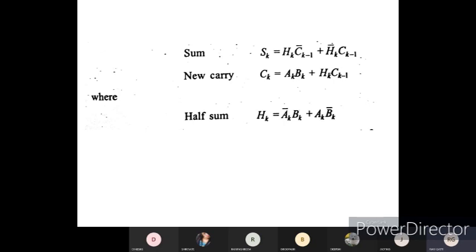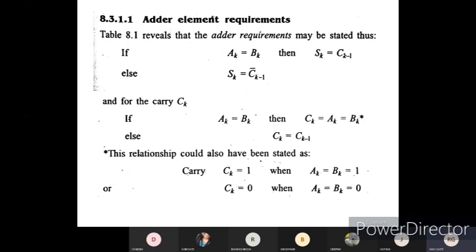And we know that with two half adders we can also create a full adder. So the sum expression for the full adder is nothing but Hk·Ck-1 bar plus Hk bar·Ck-1. Similarly, the carry is nothing but Ak·Bk plus Ak·Ck-1 bar. And we know the half adder expression for the sum is nothing but A bar B plus B A bar. With that, we can create an adder element.